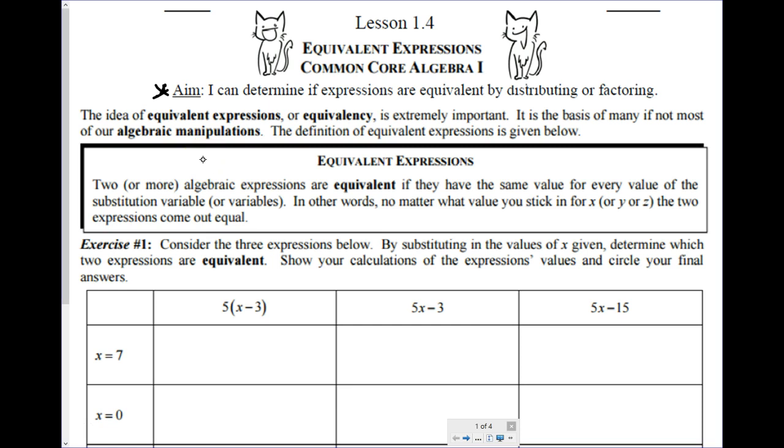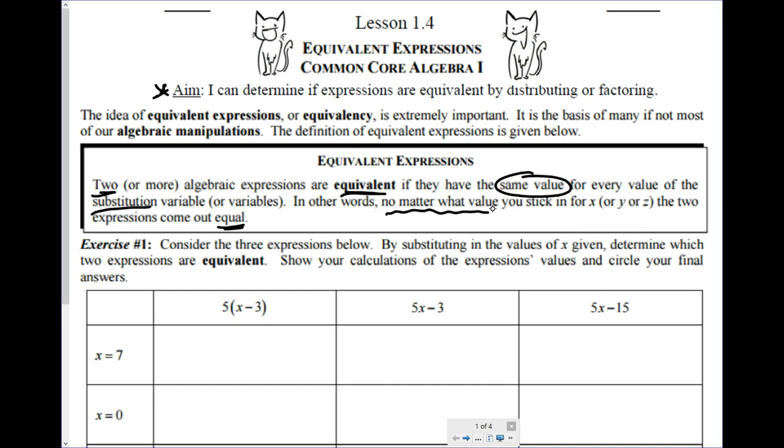Here's the definition of equivalent, and it's going to be part of your vocab when you're in school and have a flashcard. But let's take a look at this definition. Two or more algebraic expressions are equivalent if they have the same value for every value of the substitution. In other words, no matter what value you stick in for x or y or z or whatever the variable is, the two expressions come out equal. So no matter what value you pick, it should always be the same.